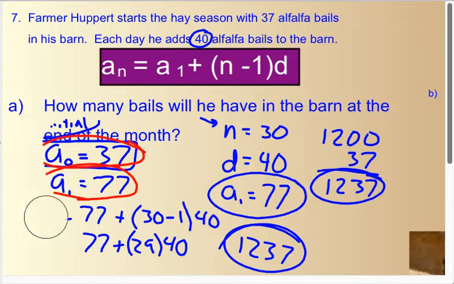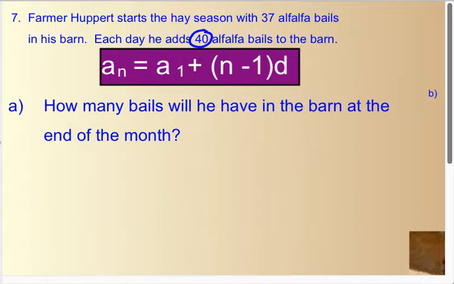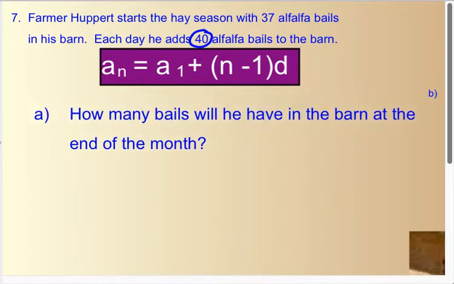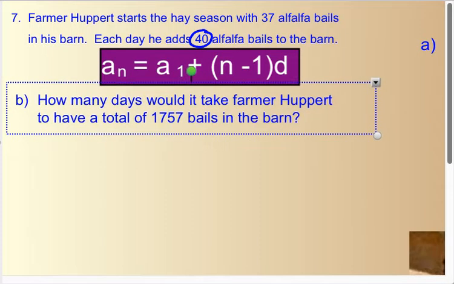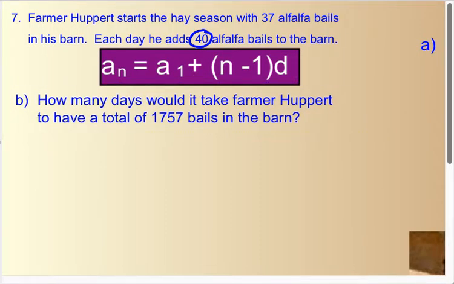Okay. Hooper Farms here. Let's see what else they have in store for us here. Okay. How many days would it take Farmer Hooper to have a total of 1,757 bales in his barn? Okay, so here's the deal. This 1,757 is actually my a sub n. What I'm looking for is n. How many days does it take to get to that total?